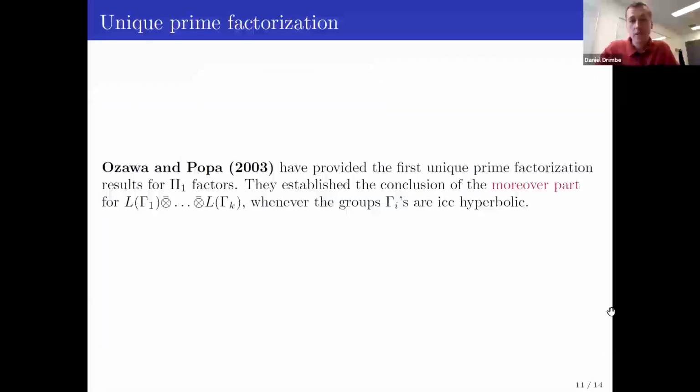I want to mention that there are other unique prime factorization results that appeared in the literature. I will just mention the first one, which Ozawa and Popa obtained in their pioneering work, the first unique prime factorization result. What they actually obtained is the moreover part, true for the tensor product of L of gamma 1 through L of gamma k, where each gamma is ICC hyperbolic. In other words, if this tensor product equals P1 tensor dot dot dot tensor Pk, then L of gamma i will be identified with P_i.